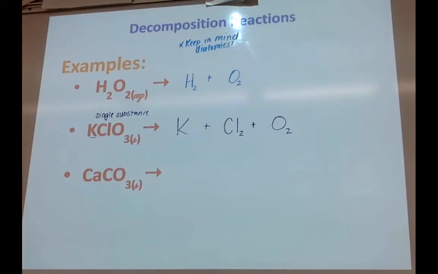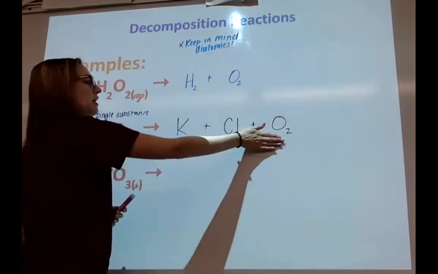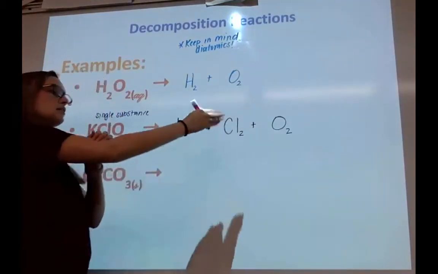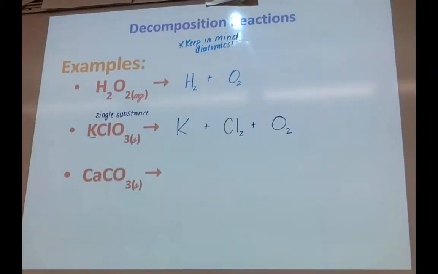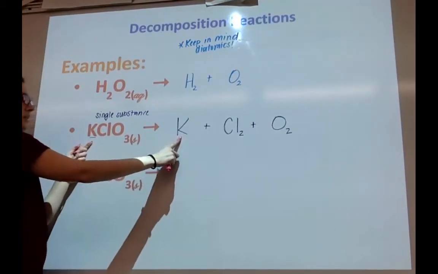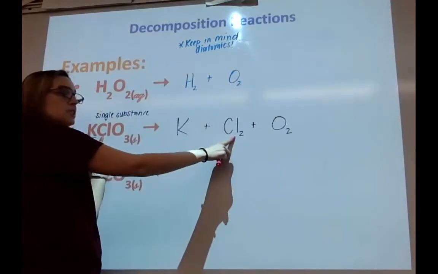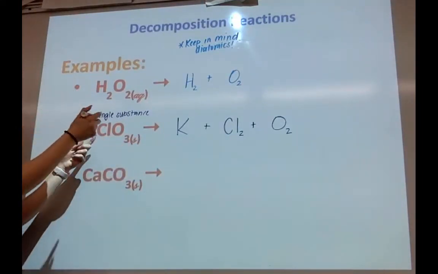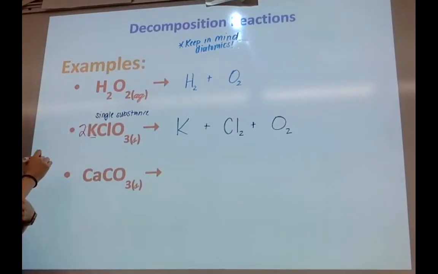Now, here's where we're practicing balancing equations. This is not balanced. This is where balancing comes in. Because you're not just going to say it's K and Cl and O3. No. Cl exists as Cl2, O exists as O2. Then you put coefficients in front to balance. So 1 K, 1 K, that's good. 1 Cl, 2 Cls. That's not balanced. I need a 2 in front.